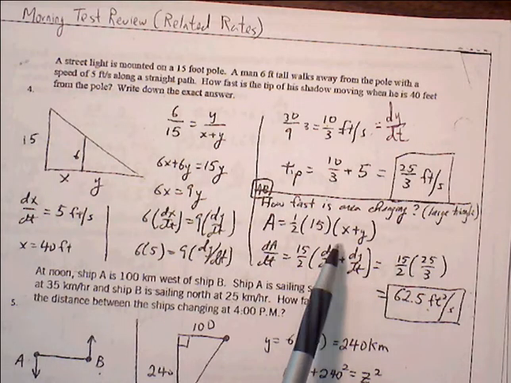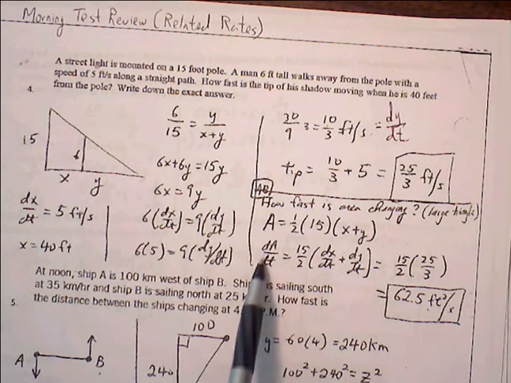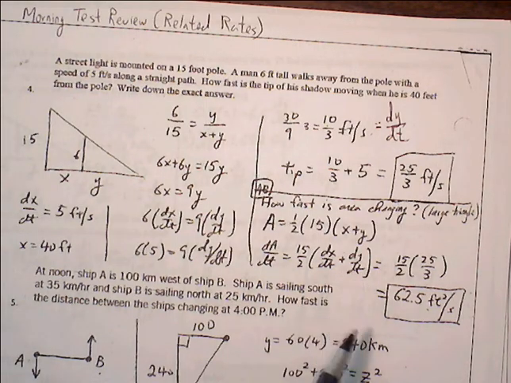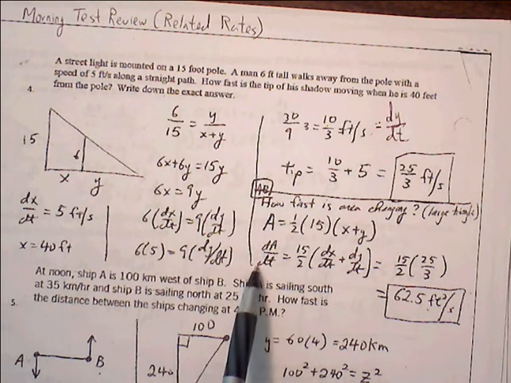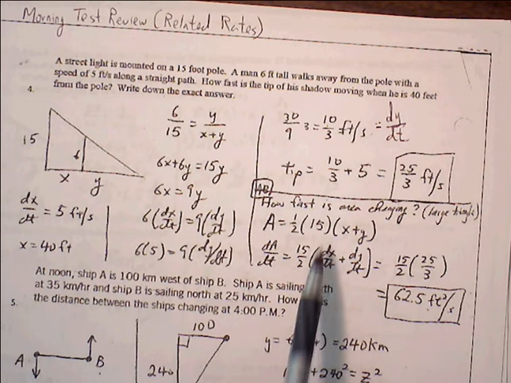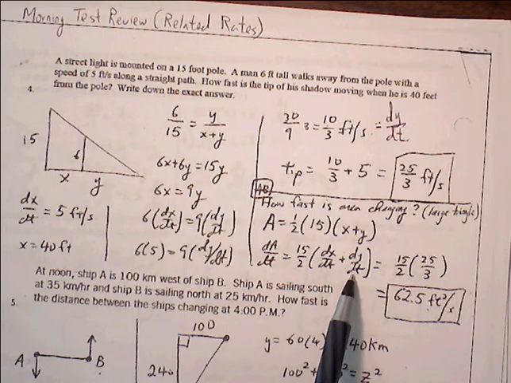And then if I find the derivative of each variable, A becomes dA/dt, x becomes dx/dt, y becomes dy/dt. So to find the rate of change of the area of the large triangle, we just plug in the necessary information that we need. dx/dt is 5, dy/dt is 10 over 3.